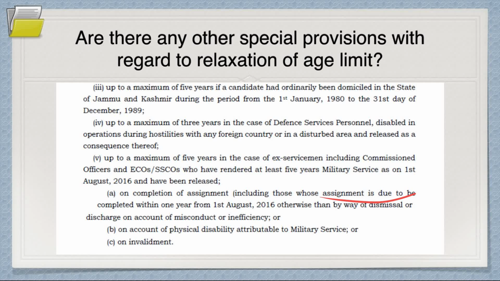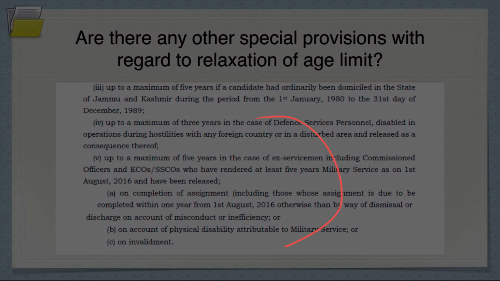and on completion of assignment, including those whose assignment is due to complete within 1 year by 1st August 2016, otherwise than by way of dismissal or discharge on account of misconduct or inefficiency, on account of physical disability attributable to military service, or invalidment. So these are the special cases where the age limit is further relaxed.